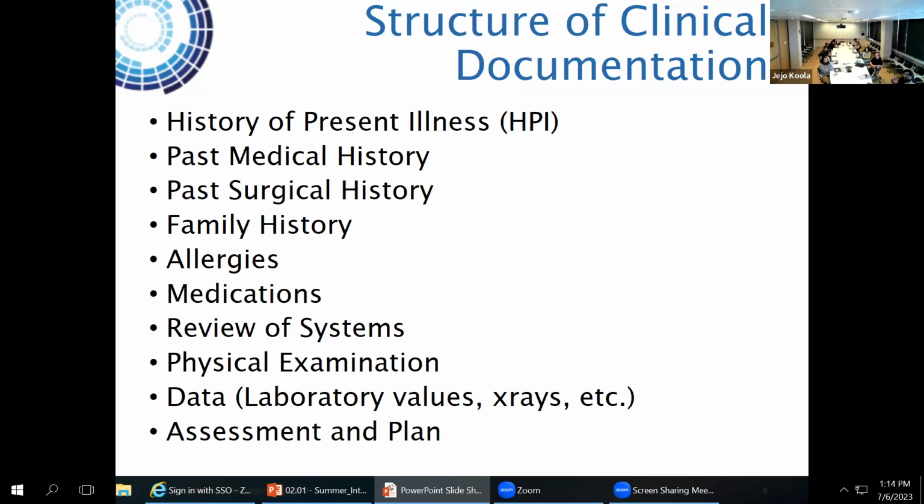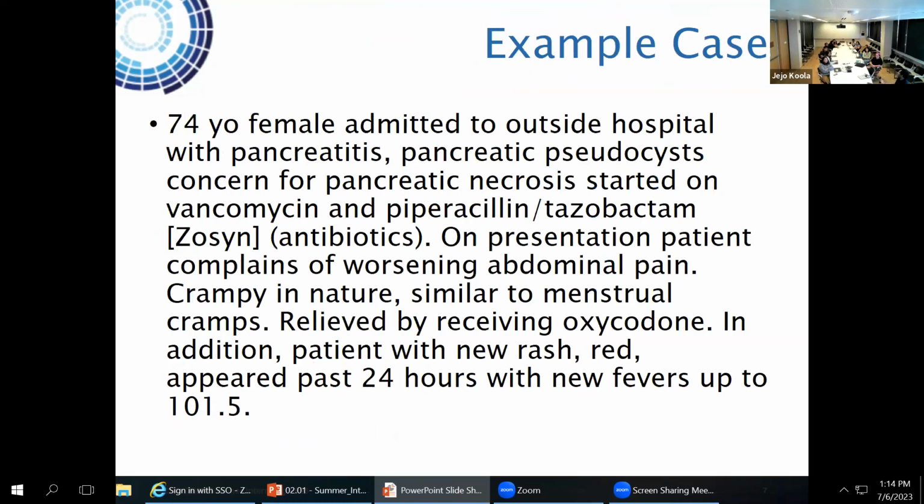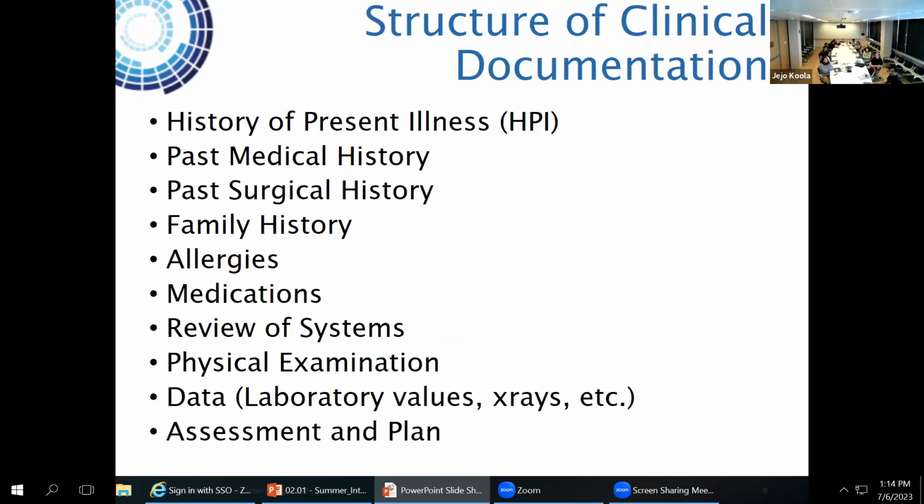So in general, the way we think about documentation is the first part is the history of present illness, sometimes also called the subjective. Essentially, that is a narrative description of what's going on. What is the patient experiencing? Sometimes in the patient's own words, but the idea again is that it's usually a narrative description. And that introduces problems that we'll talk about later.